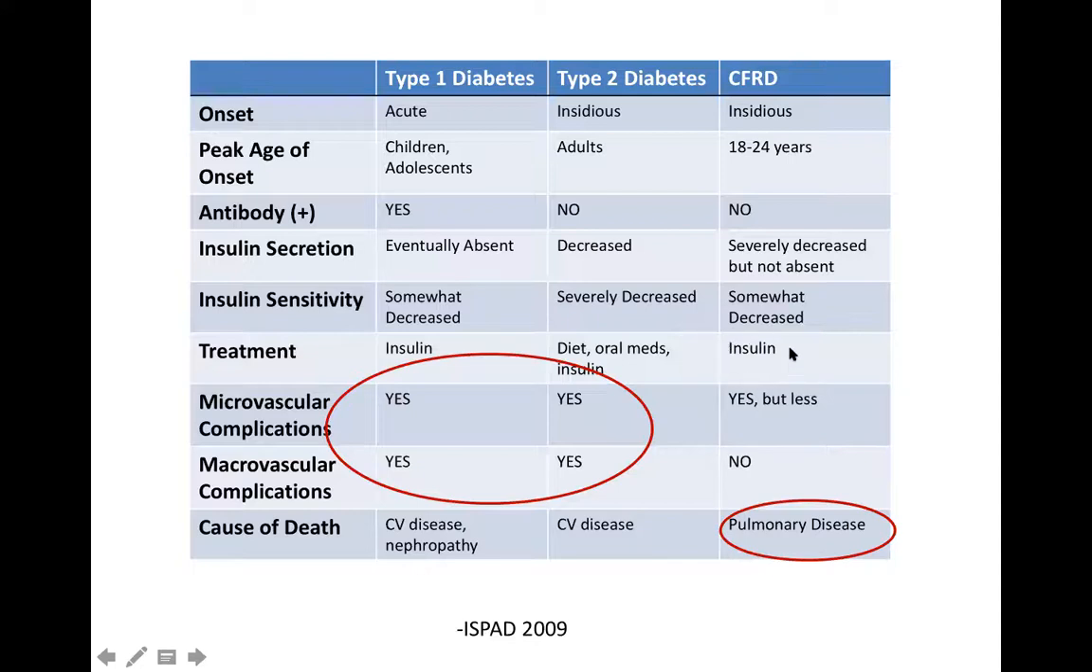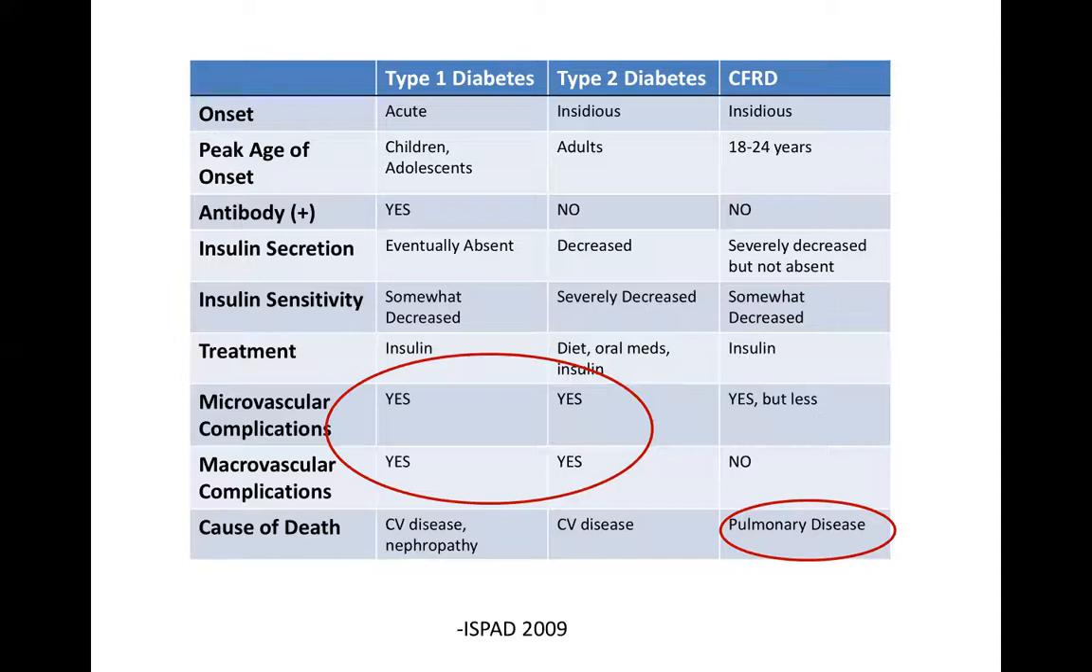People with CFRD have a lower risk of having complications that are microvascular or macrovascular, meaning heart disease, kidney disease, eye disease, and so forth. But their main complication is pulmonary disease exacerbation, decrease in pulmonary functions, which we know for the cystic fibrosis population puts you at highest risk for early mortality or early death.